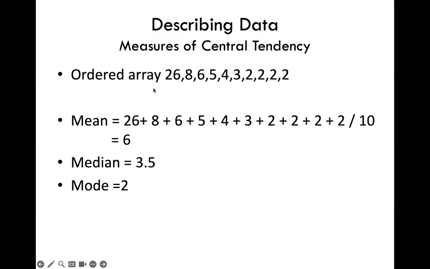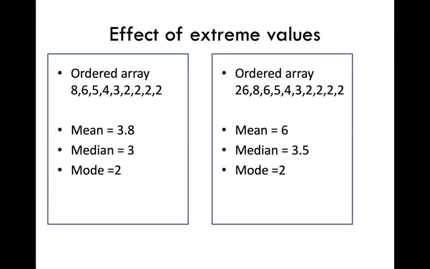And so we've now added this 26 cups of coffee to the data. So now we have 10 observations. Here's the ordered array. We can now calculate the mean, and the mean is now 6. The median is now 3.5, and the mode is still 2. Okay, so what happened? We can look at these 2 data sets side by side and you can see what happened.